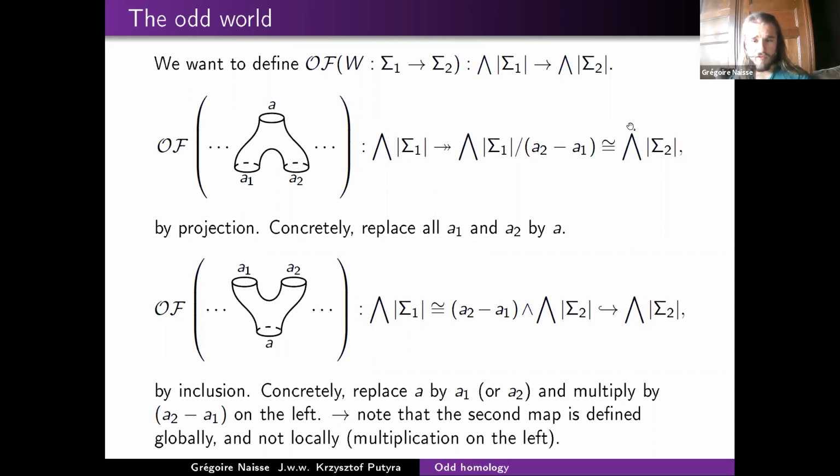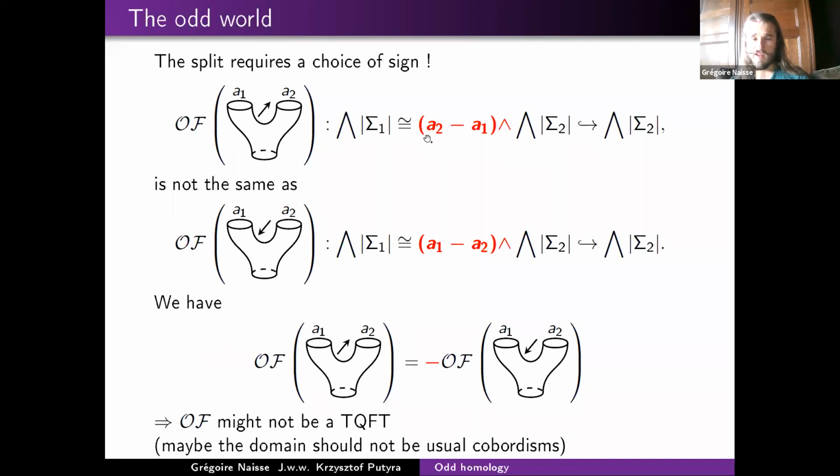And I also would like to point out that here we are making some choices, because we could exchange the role of A2 and A1. So we could have done A1 minus A2, but here it does not matter. However, if you do it here, you either get A2 minus A1 or A1 minus A2, which are not the same, they differ by a sign. So somehow it means that whenever you have a split, you need to make a choice. So this is a first hint that OF might not be really a TQFT. Maybe the domain should be not the usual cobordism, but something else.